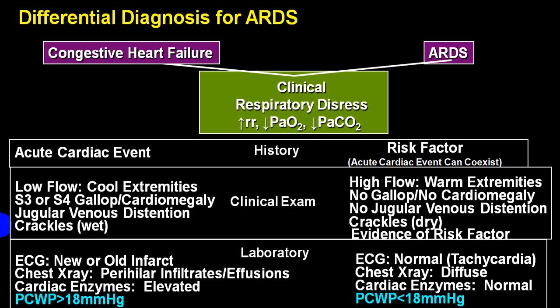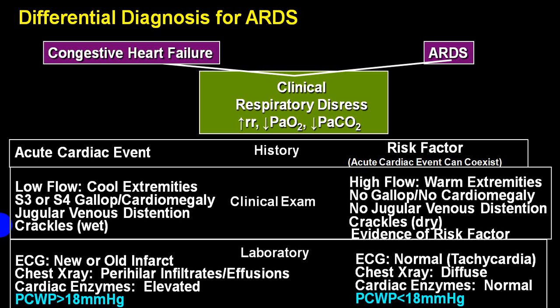While in case of ARDS, very commonly it is aspiration pneumonia, pancreatitis, and what we call non-pulmonary injury like sepsis. By and large, you will always have warm extremities. S3 gallop will be absent. There will be no cardiomegaly. JVP will not be elevated, and the lungs will by and large show signs secondary to ARDS.